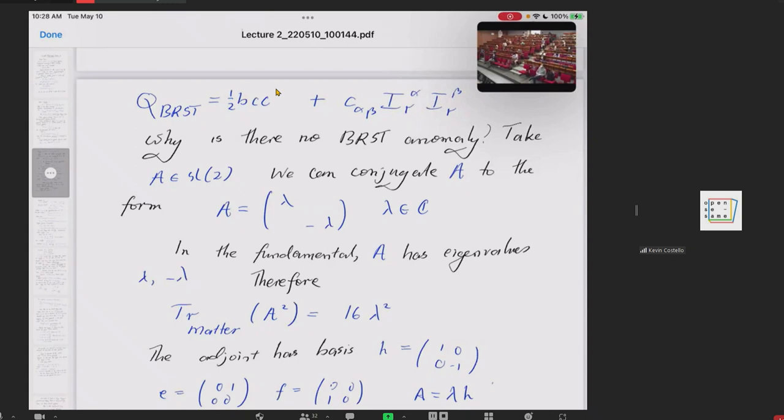Our matrix A is trace free, so let's diagonalize it with eigenvalues lambda and minus lambda. Now in the fundamental representation, of course, A has eigenvalues lambda and minus lambda by definition. So the trace of A squared in the fundamental is 2 lambda squared. Since we have 8 fundamentals, the trace is 16 lambda squared.